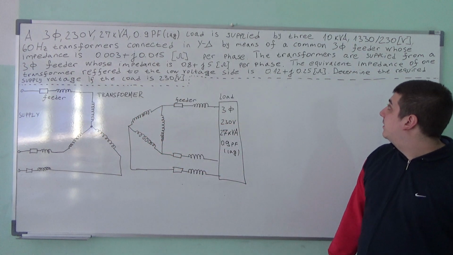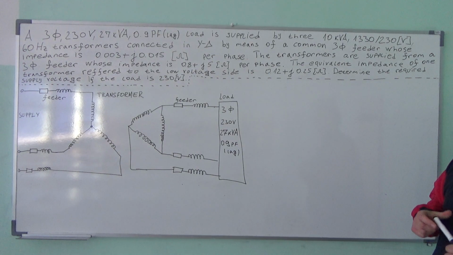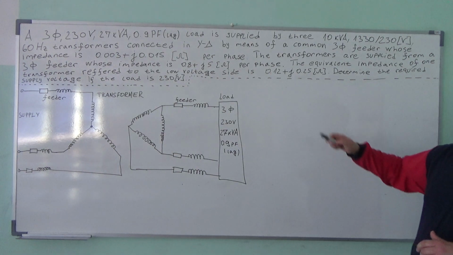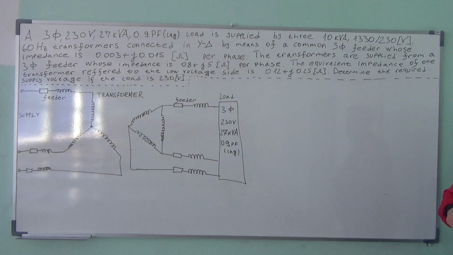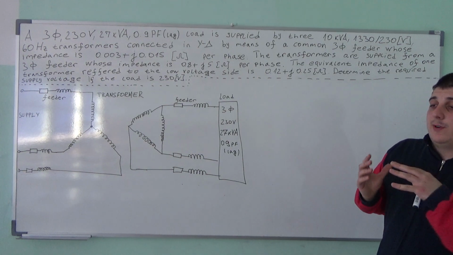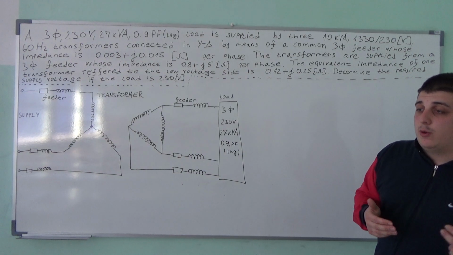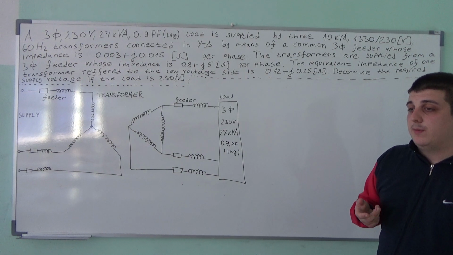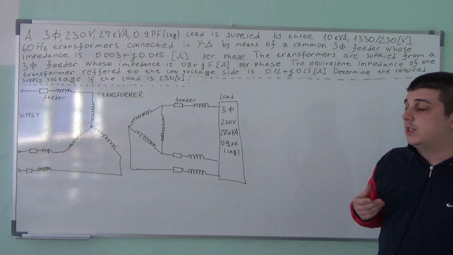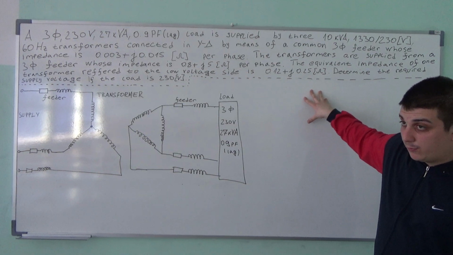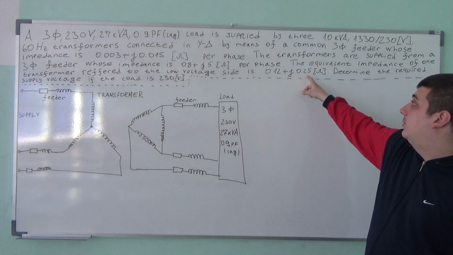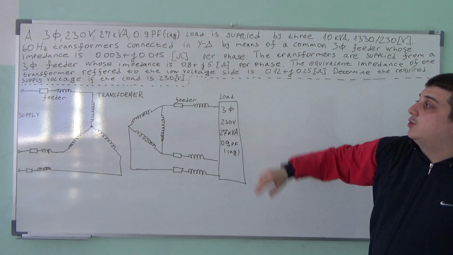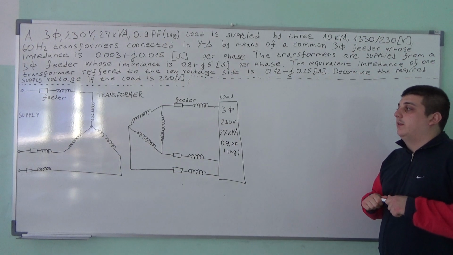And the equivalent impedance of one transformer referred to the low voltage side is 0.12 plus j0.25. So the transformer impedance, which I hope you know, is the resistive impedance and the flux leakages in the transformers, but referred to the low voltage side is equal to this. Determine the required supply voltage if the voltage at the load is 230 volts.